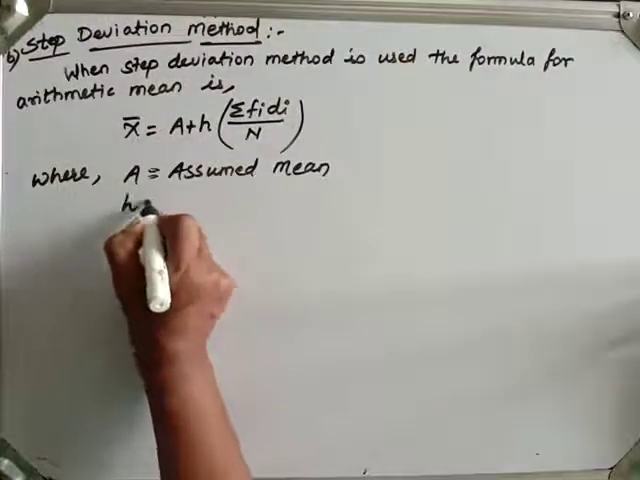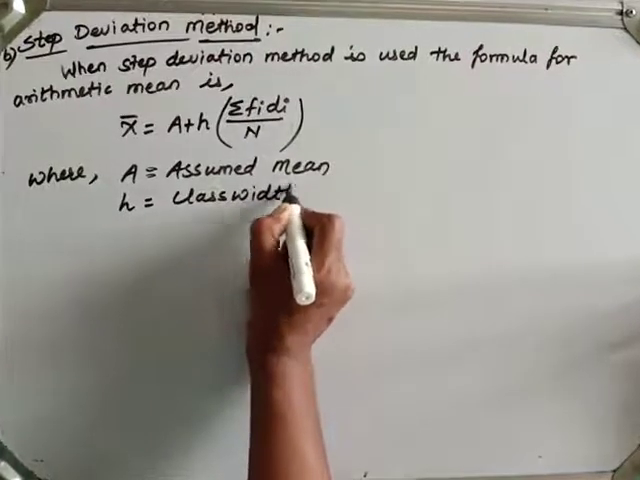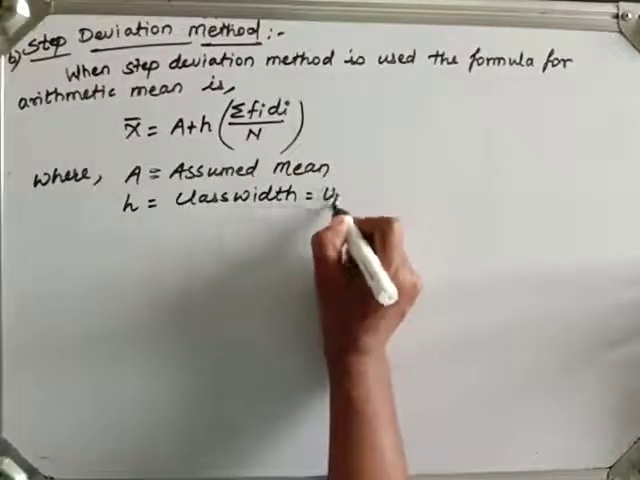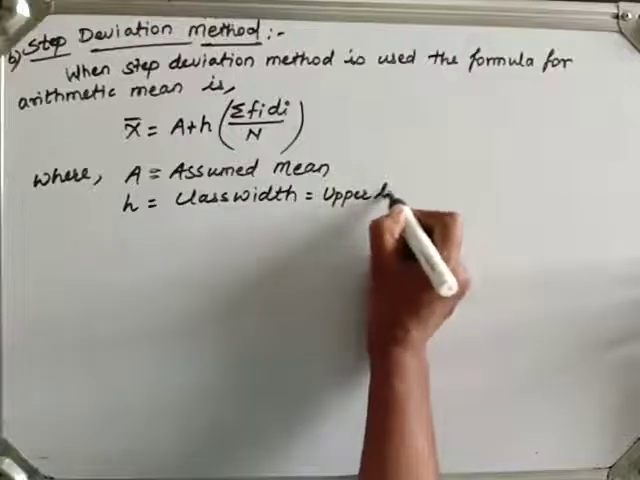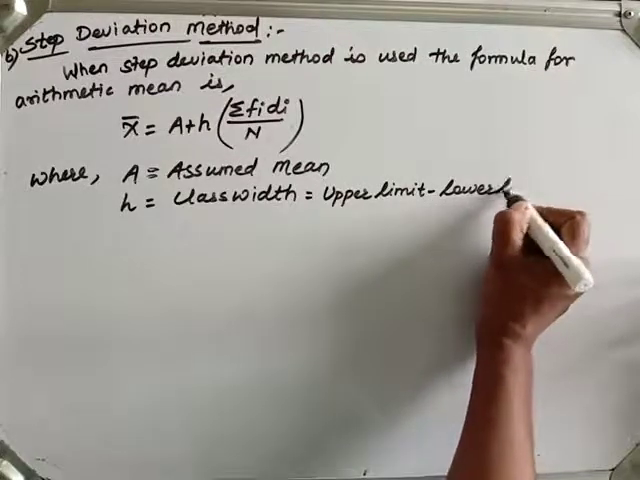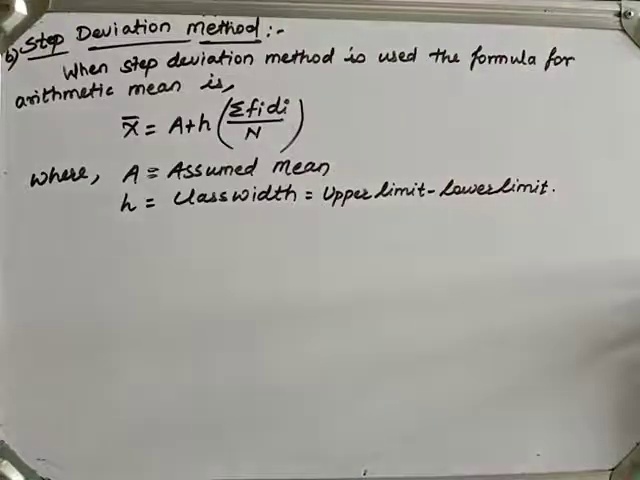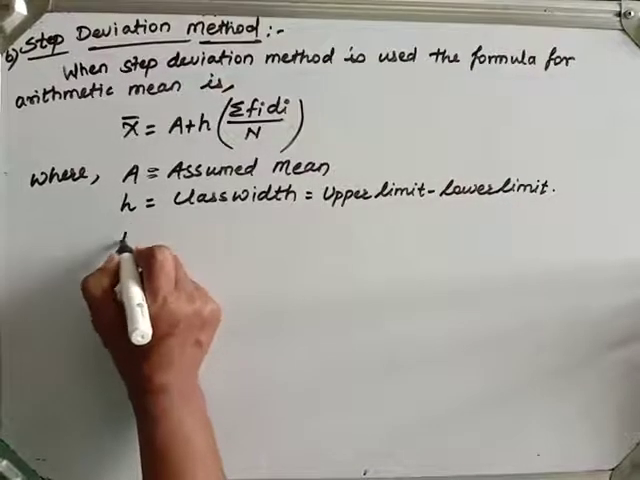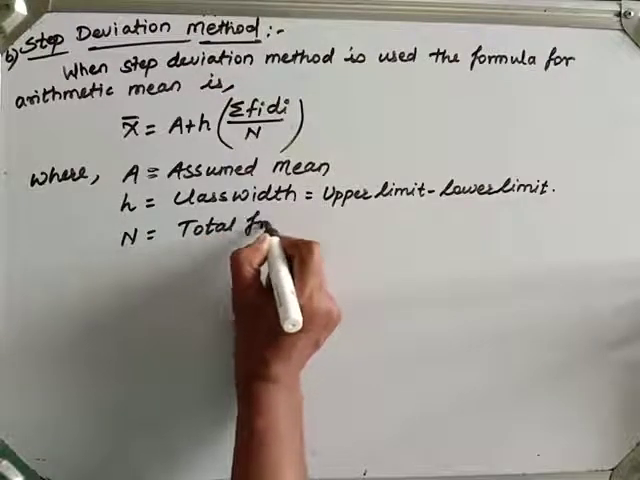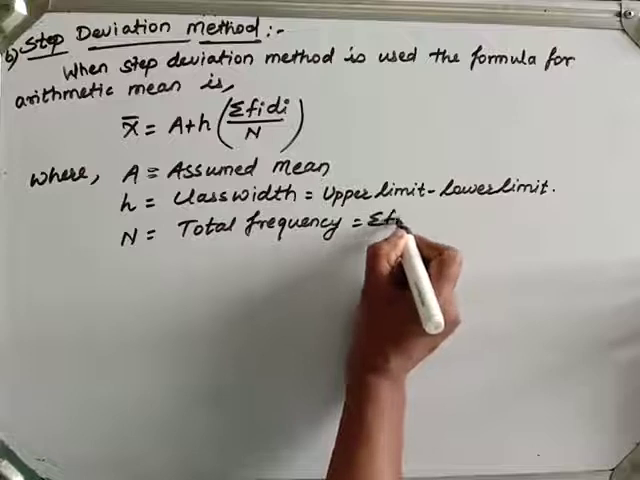Then h, what is h? It is class width. What is class width? Class width is simple: upper limit minus lower limit. We already took the definition of class width in the previous chapter. Then this capital N is what? Total frequency, that is summation fi. It is known to you.